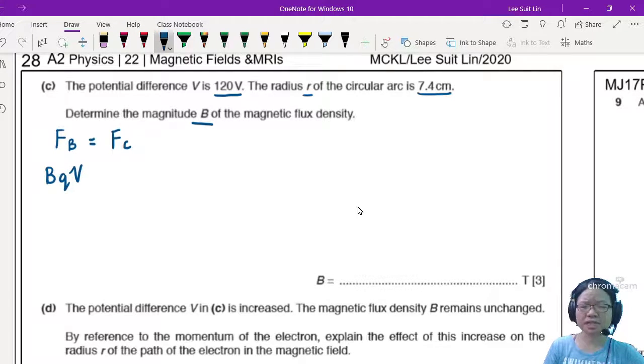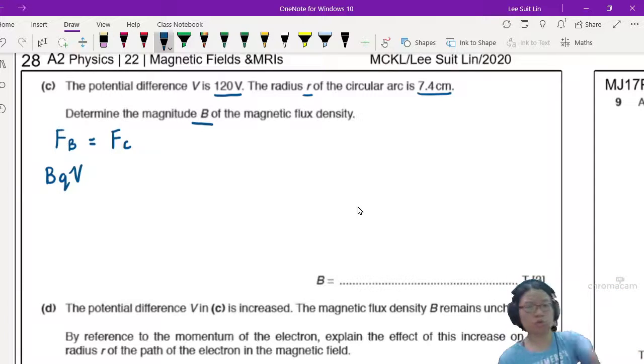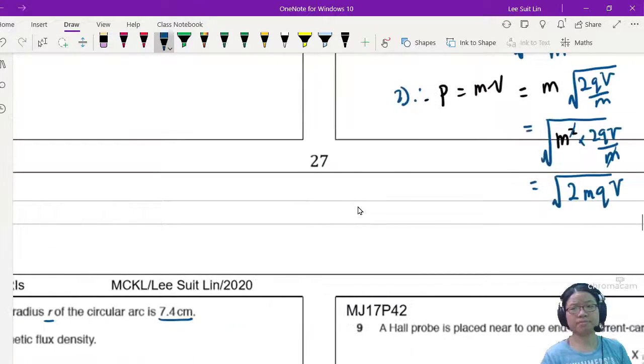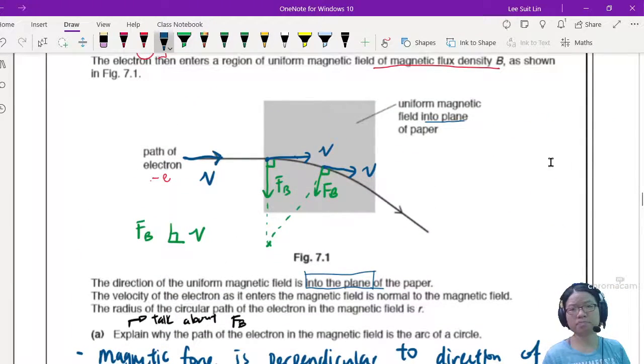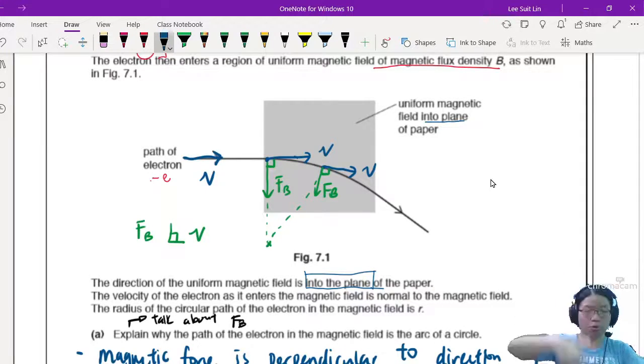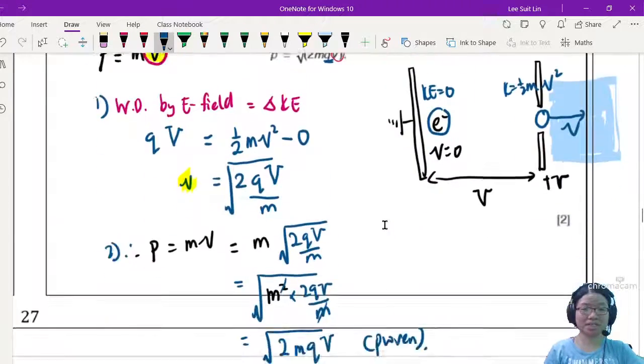Do you need sin theta? No need. The theta is 90 degrees because the magnetic field is going into the paper. If you stare at this one, the magnetic field is going into the paper, but the particle is traveling across the paper. So if your pen is traveling across your paper, your pen is perpendicular to lines that are pointing into the paper. It's already 90 degrees.